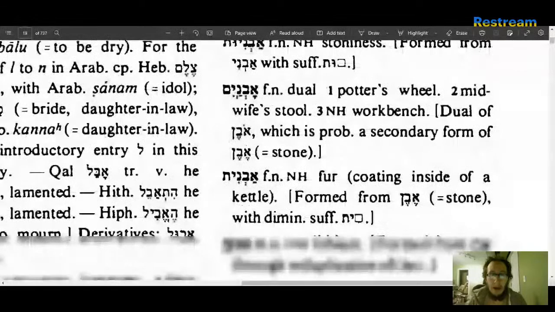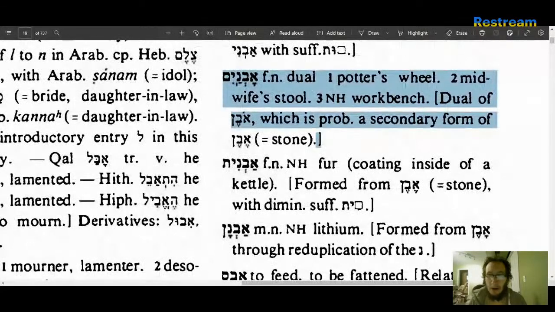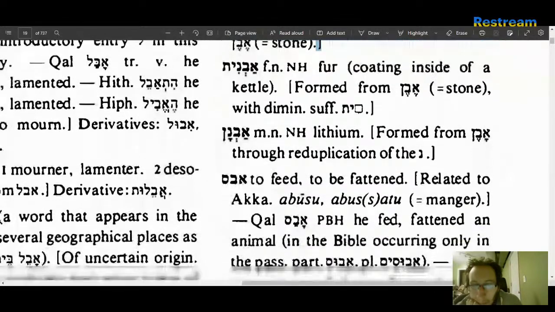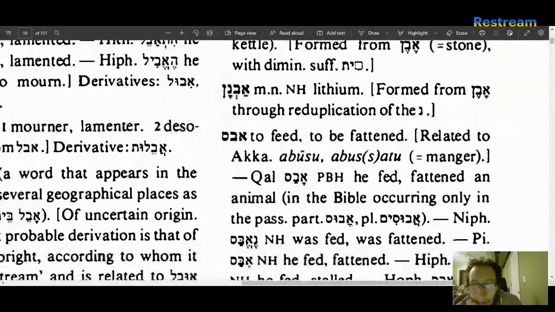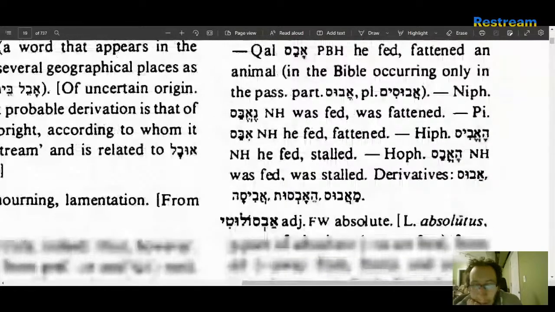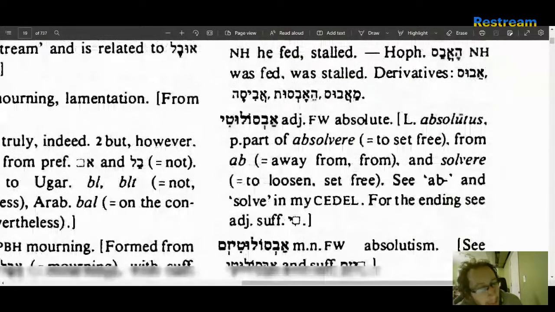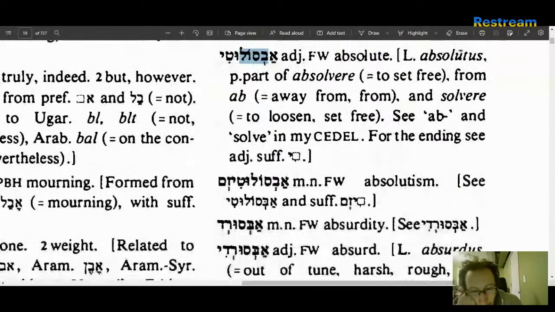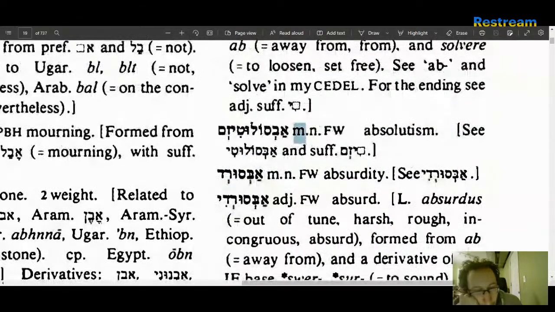So here we have ebonim, that can be used to mean the potter's wheel, like we talked about, but it actually just means stones. Okay. So here, look, this Hebrew word is a modern Hebrew word. It's absolute. So it comes from the Latin absolutus, and that's a loan word. That's not part of the original Hebrew language. Absolutism, again, it's a modern Hebrew word.